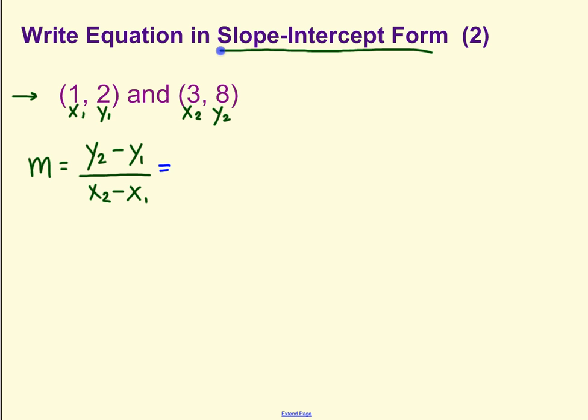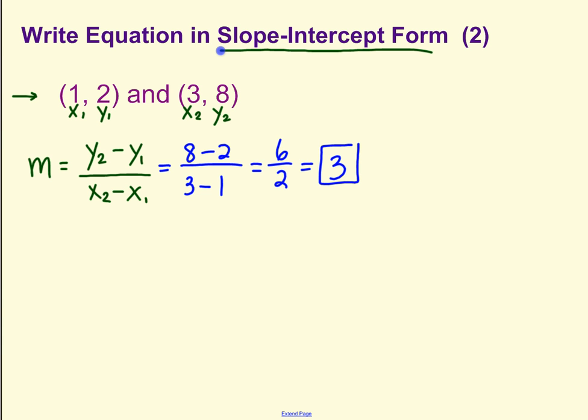first. So our y2 is 8, minus our y1 is a 2, 8 minus 2 over x2 is 3 minus our x1 is a 1. 8 minus 2 is 6. 3 minus 1 is 2. So our slope is 3.